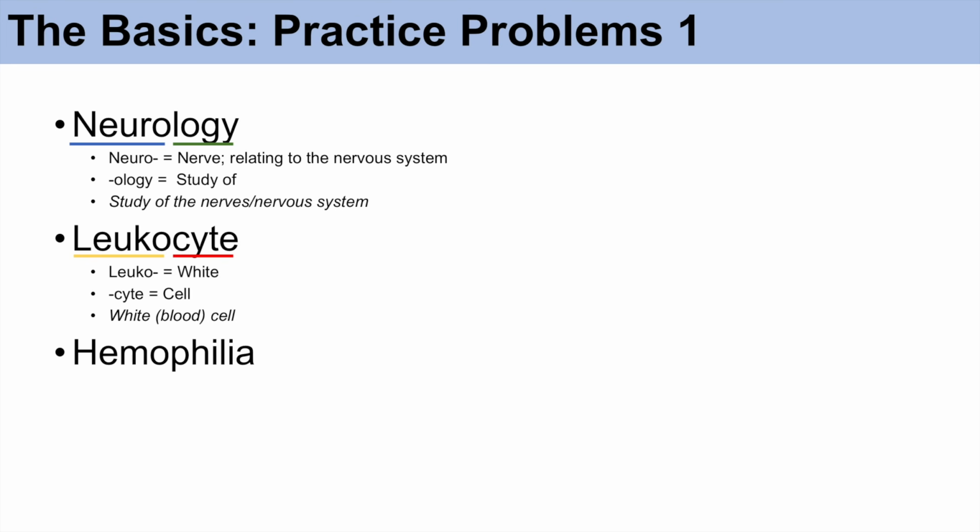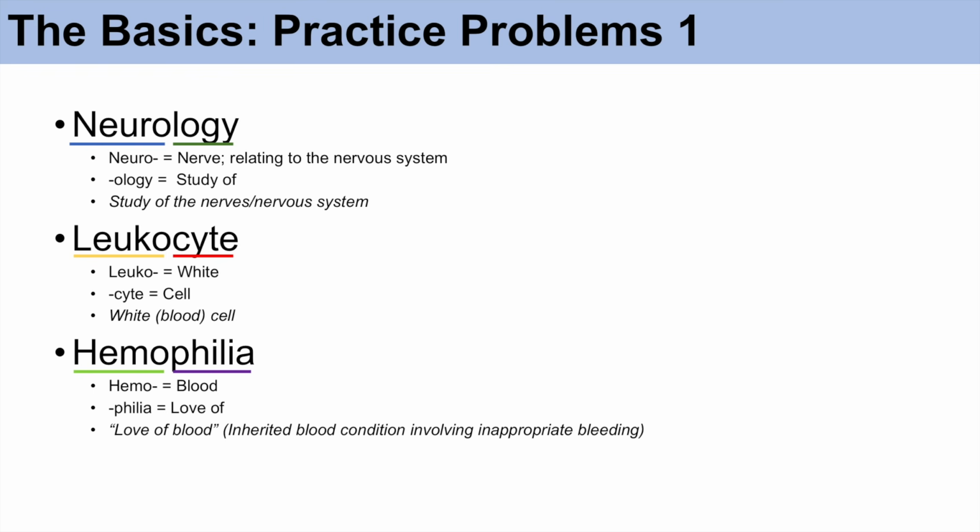The next one is hemophilia. Again, try to figure this out. Like we always do, we break it down. Hemo means blood, and philia means love of. So this literally means love of blood, but it actually is an inherited, genetic blood condition involving inappropriate bleeding.